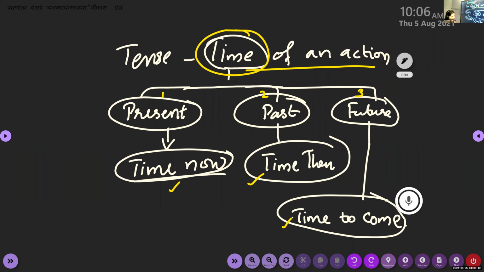Tenses show time. It is also known as the time of an action, and it is divided into three: present, past, and future. Present tense talks about the time now, the action which is happening now. Past tense shows something has already happened, or was completed sometime in the past, a completed action. And we use future tense to show that something is going to happen in future.